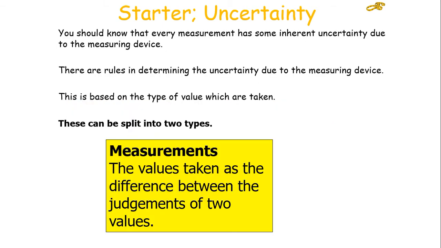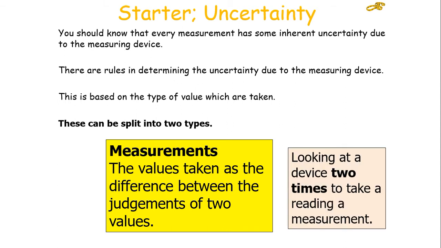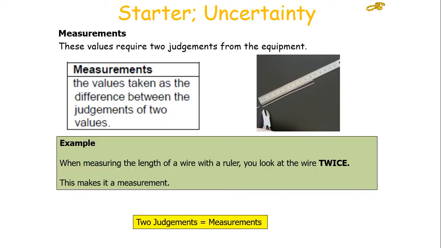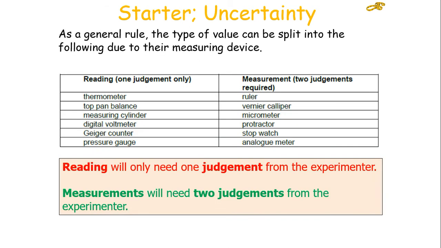Now, also you have measurements. These are values taken as the difference between the judgment of 2 values, i.e. you look at a device 2 times to take this particular measurement. An example of this would be when you are measuring the length of wire with a ruler, because you're looking at the ruler twice, at the start of the wire and at the end of the wire. So 2 judgments is a measurement. Now, as a general rule, the type of value can be split into a reading and a measurement due to their measuring device. However, readings will only need 1 judgment, 1 look from the experimenter, while a measurement will need 2 judgments or 2 looks from the experimenter.